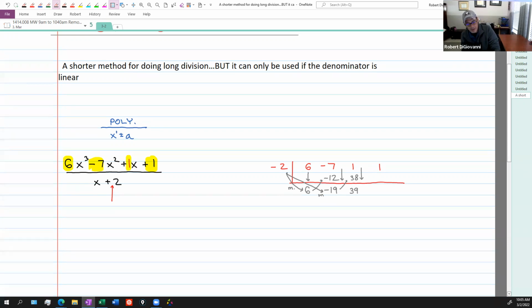And then you do this. I know this is starting to look like a complete disaster. You put this, you multiply that times that. -2 times +39 is -78. -78. You put that here. And then your final step, you add that down, you should get -77. Hey, -77. This last number, we usually put a box like this around it. This is always going to be your remainder.